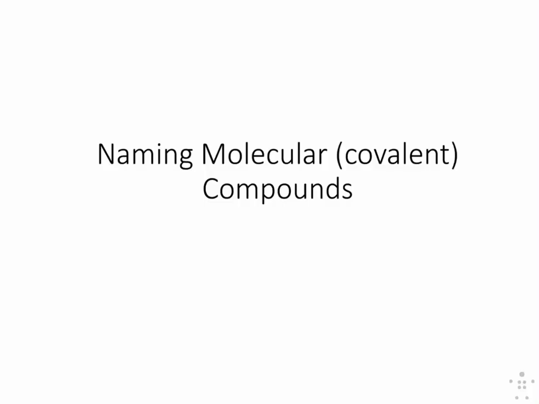We spent a lot of time over the last few lessons learning how to name various types of ionic compounds, so compounds where there always is a metal transferring electrons to nonmetals. Now we need to look at naming molecular compounds, also known as covalent compounds. So this is the title of your note: naming molecular covalent compounds.